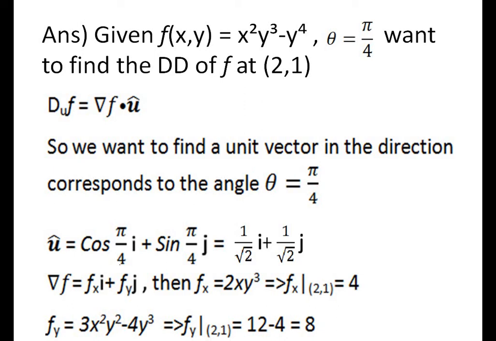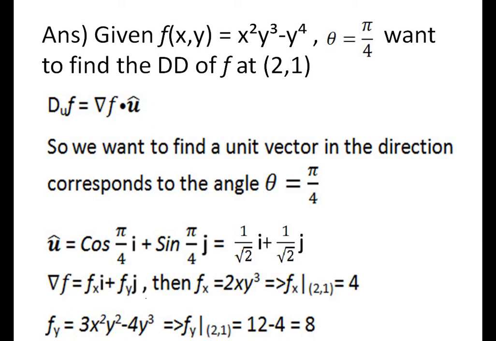That's equal to cos alpha i cap plus sin alpha j cap. That is u cap equal to, instead of alpha substitute here pi by 4. That is u cap equal to cos pi by 4 i cap plus sin pi by 4 j cap. That's equal to 1 by root 2 i cap plus 1 by root 2 j cap. Then del f equal to f_x i cap plus f_y j cap, which is the gradient of that function.